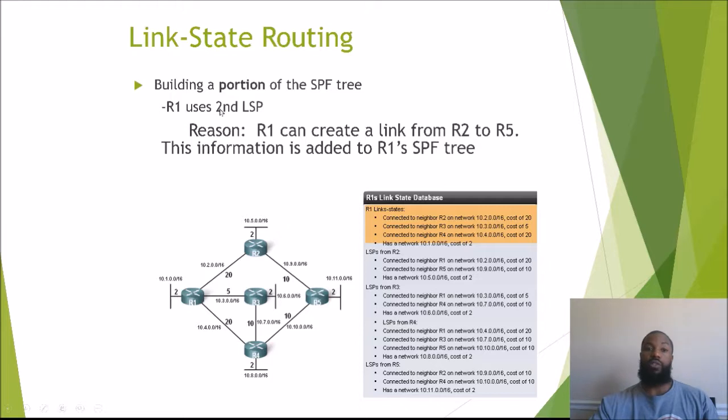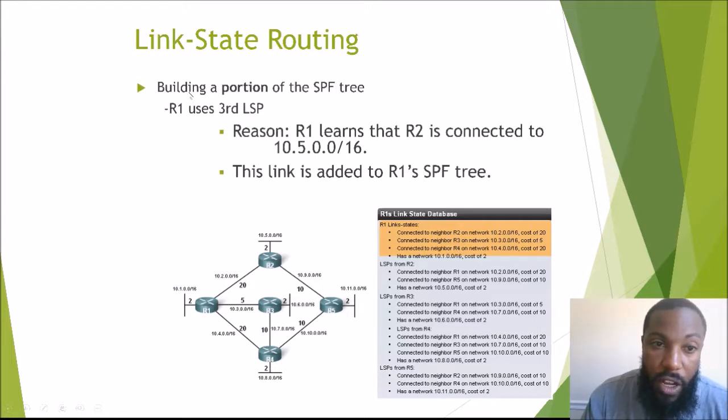Router 1 uses the second LSP, which is this one right here, connected to router 5. Router 1 can create a link from router 2 to router 5. This information is added to router 1's SPF tree. So this information he did not know about yet, right? This right here, the network 10.5, he did not know about it, so he's going to add it to his link state database, or basically his routing table.